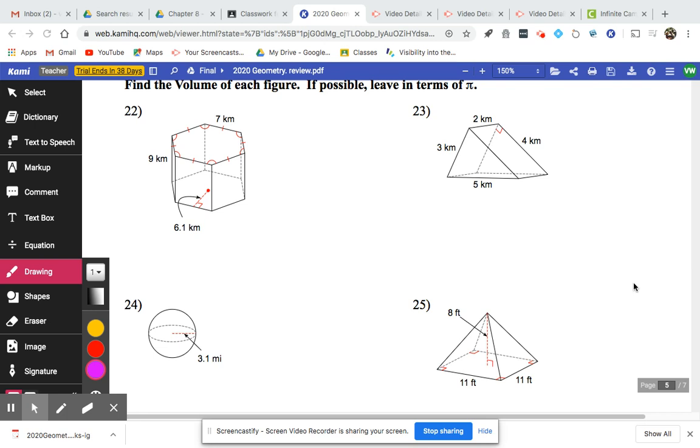All right, geometry. Hello once again. We are wrapping up the geometry semester review for you. This is number 22 through 28. So strap in. Let's get going.